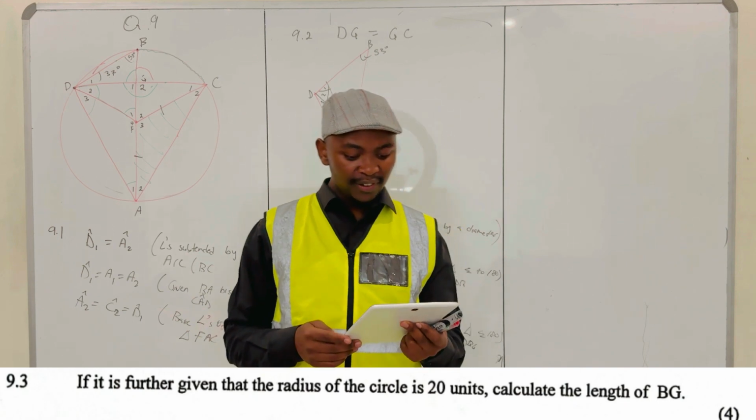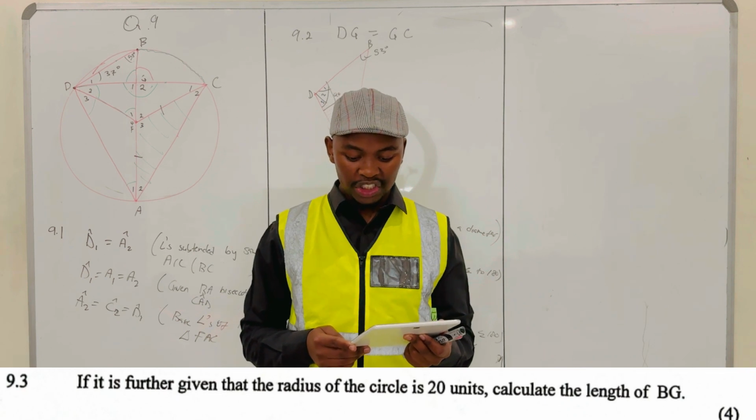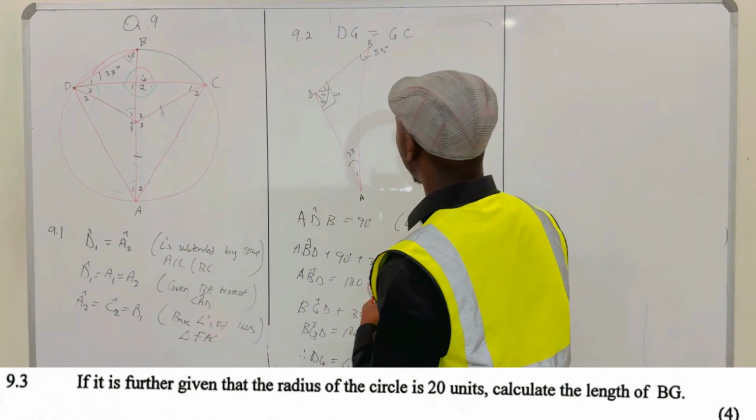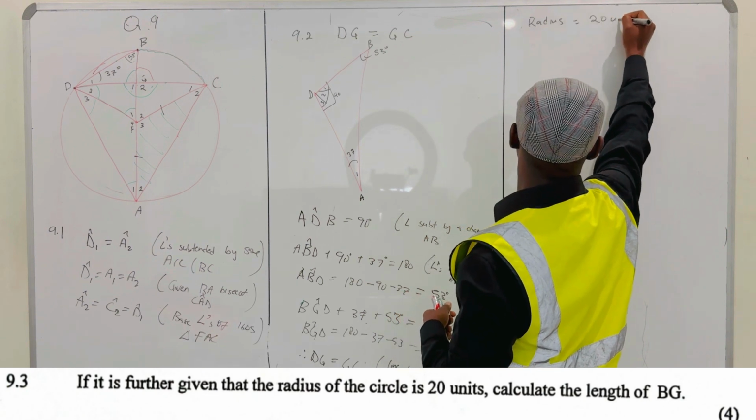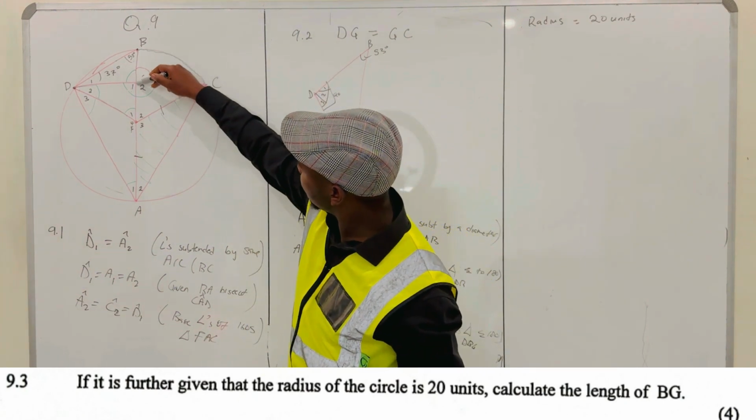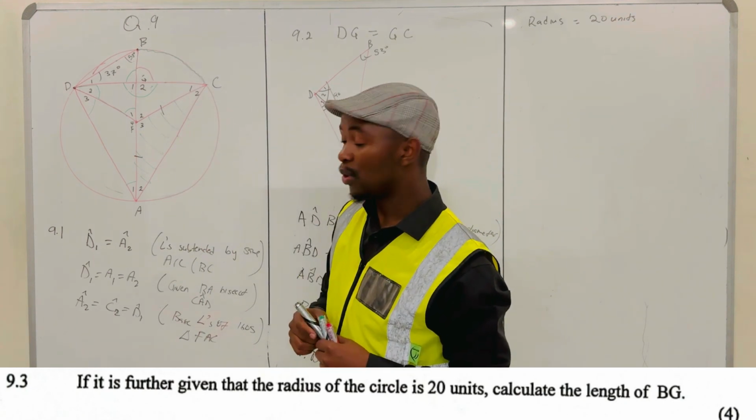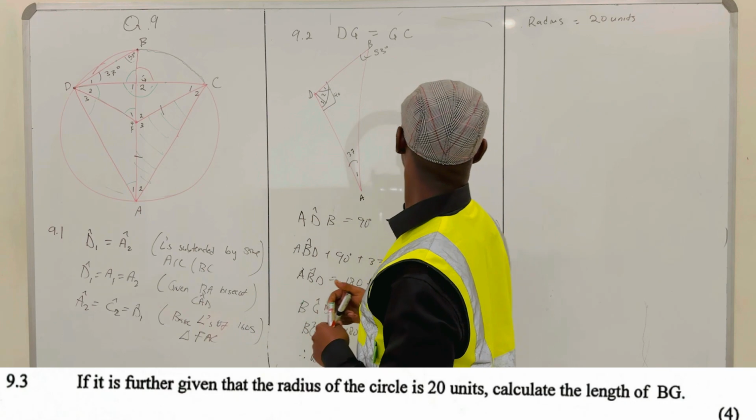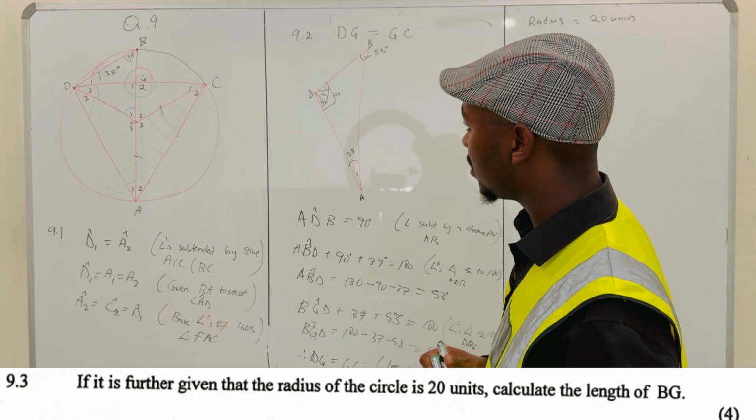The next question says that it is further given that the radius of the circle is 20 units. Calculate the length of BG. They're saying that the radius is 20 units. Calculate the length of BG. Where is BG? There is BG. But you're given that the length of this radius is equal to 20 units. Now how do we work out the line BG?